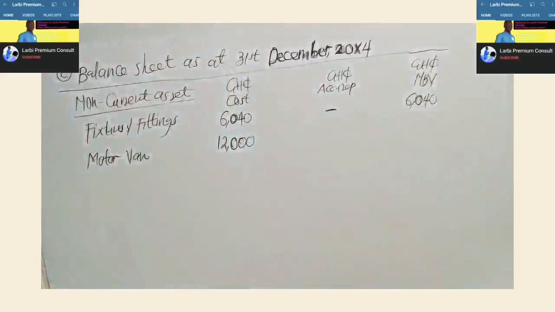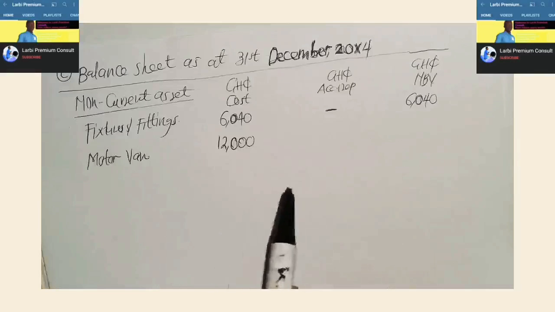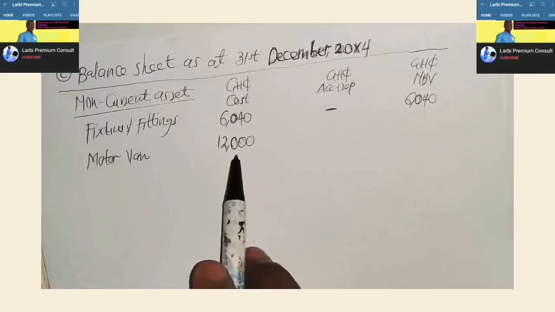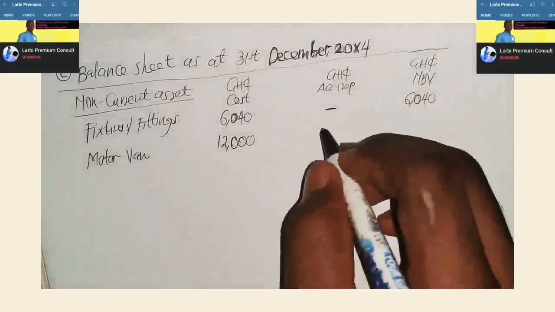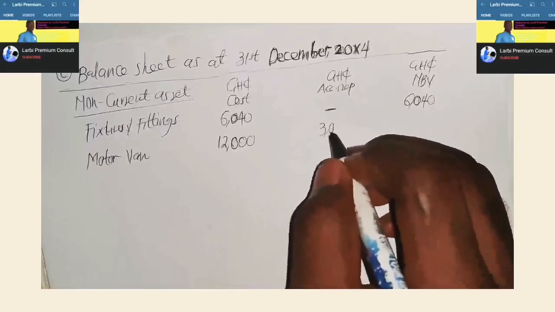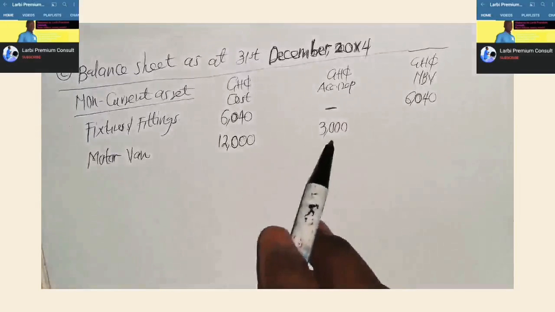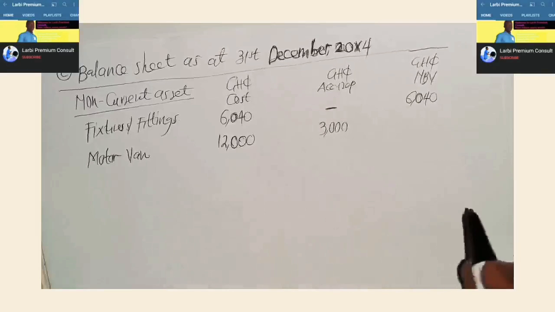And then there was a depreciation. The question said 25% of the motor van is to be depreciated, right? I think we did this in the statement of affairs part where we subtracted. So we just apply 25% on this, and that will be the accumulated depreciation. Applying 25% on 12,000, you're getting 3,000. When you subtract that depreciation from the historical cost, you get the net book value of what?